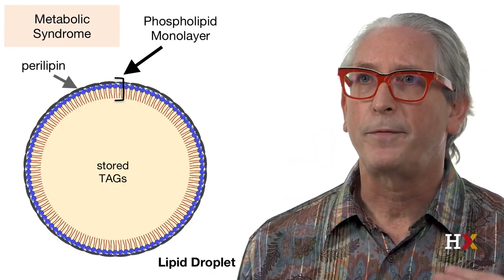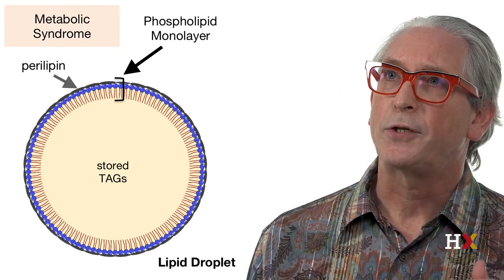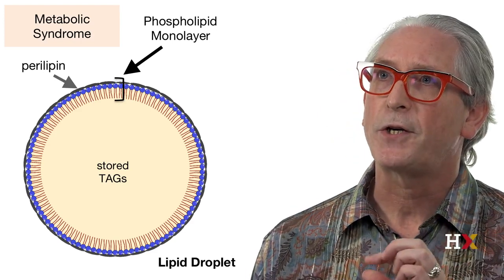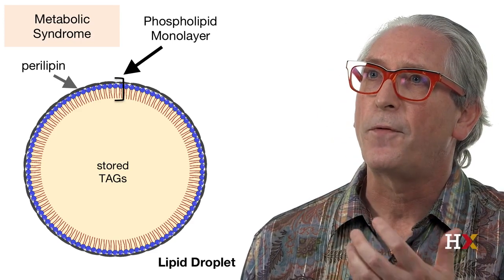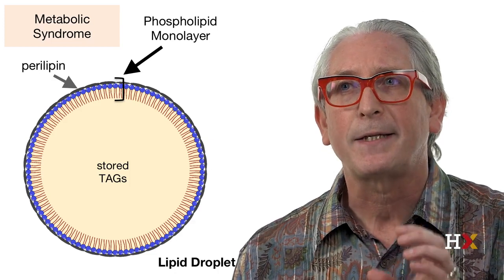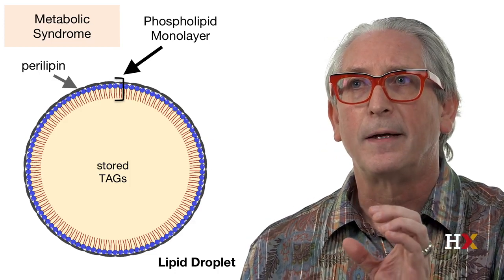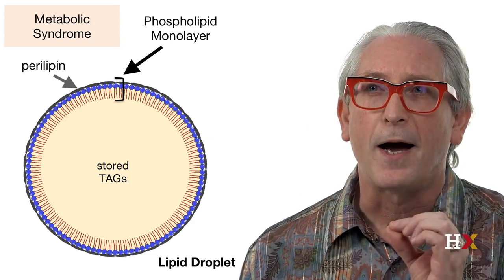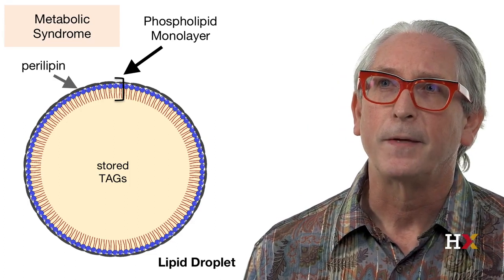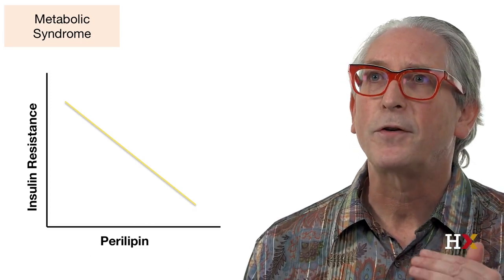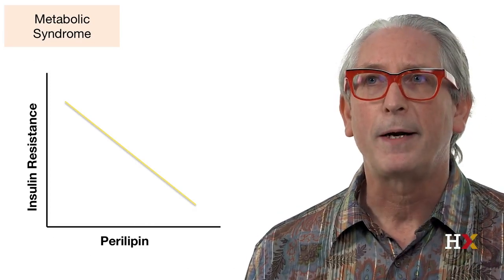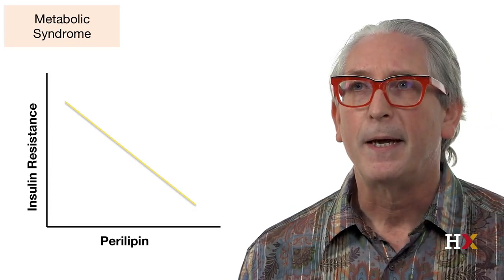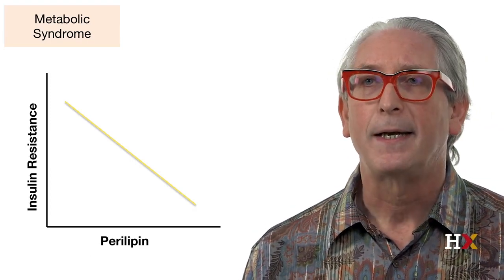As you recall from a previous video, perilipin is a protein attached at the surface of lipid droplets. Its phosphorylation results in a change of conformation, allowing access to stored triacylglycerol by lipases. In other words, perilipin controls the size of lipid droplets. Studies have shown that levels of perilipin strongly correlate with insulin resistance. This suggests that perilipin might aid in preventing lipotoxicity.